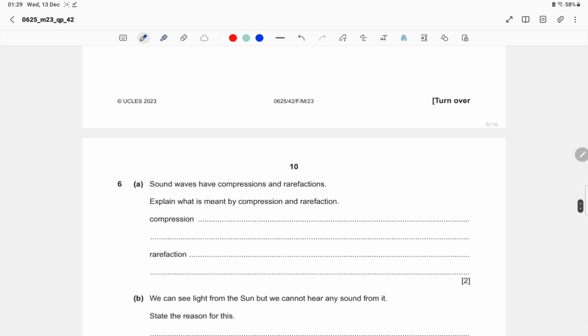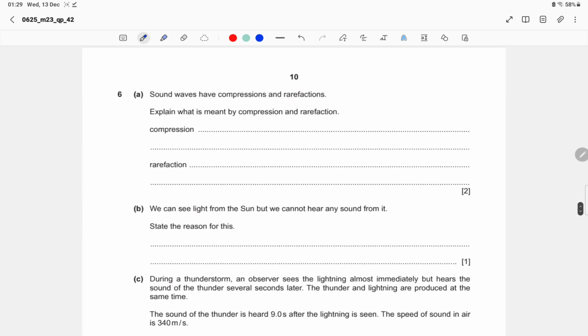Okay. Sound waves have compressions and rarefactions. Explain what is meant by compression. So particles are close together in this scenario. Okay, and over here the particles are further apart. So that is basically there.